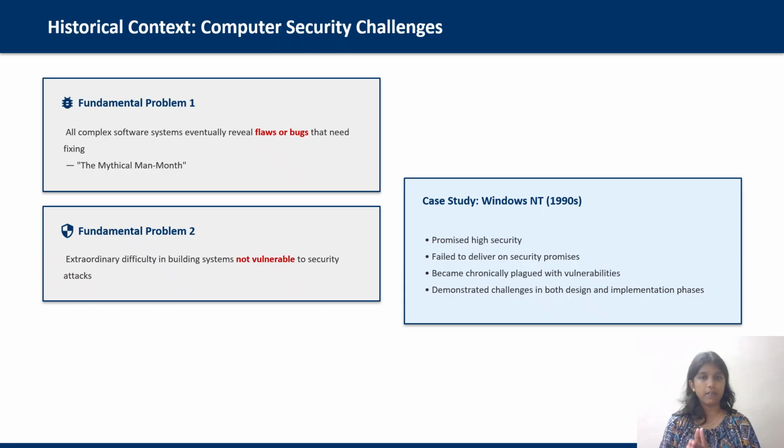First of all, software eventually has bugs. Remember the Mythical Man-Month? Second, building systems that resist attacks is incredibly hard. Take Windows NT in the 90s. It promised high security but failed, becoming full of vulnerabilities. This is why we need better approaches.